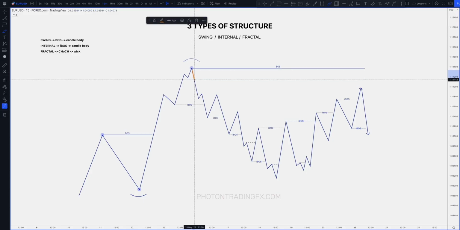So then let's say that CHoCH does work out and we do start to get that swing pullback, right? Sometimes there'll be that larger IBOS here, sometimes there won't, but in this case there is. So that's an even stronger signal now than a CHoCH, because not only is the fractal structure bearish at this point, but also the larger internal swings are. And really that's what we want our main focus to be on, those larger internal swings. That's a lot more significant than just the fractal breaks.